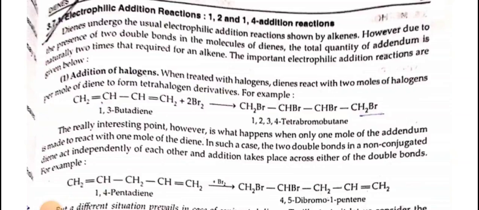First, addition of halogens. When treated with halogens, dienes react with 2 moles of halogen per mole of diene to form tetrahalogen derivatives. For example, CH2=CH-CH=CH2 plus 2Br2 gives CH2Br-CHBr-CHBr-CH2Br, that is 1,2,3,4-tetrabromobutane.